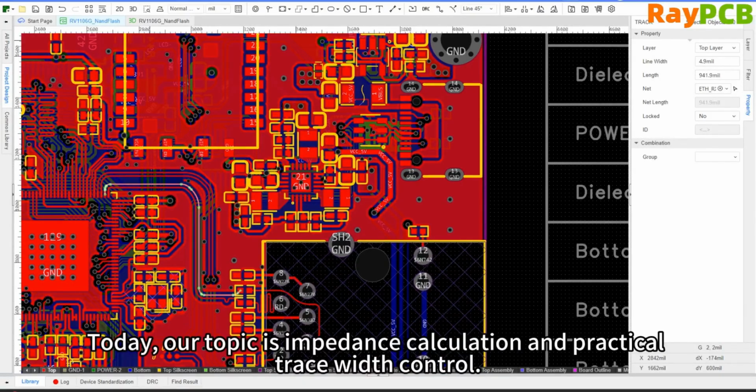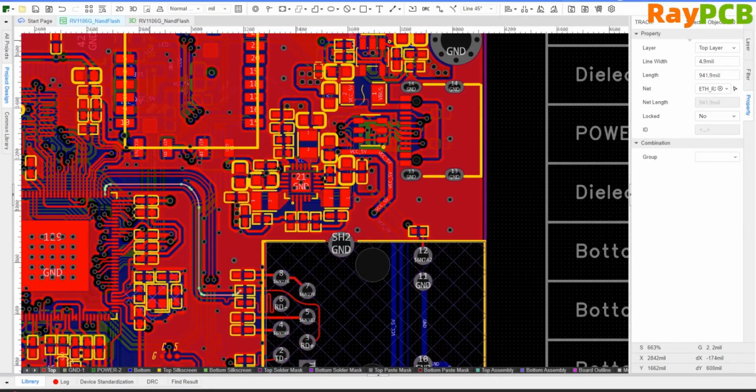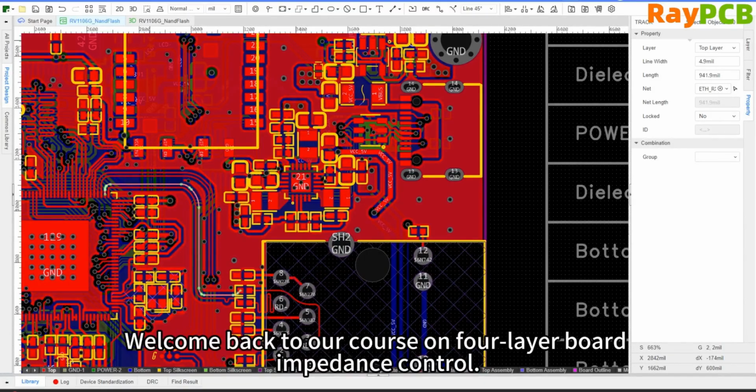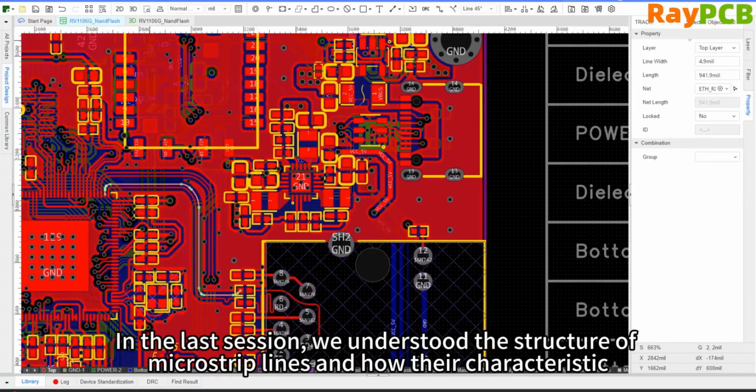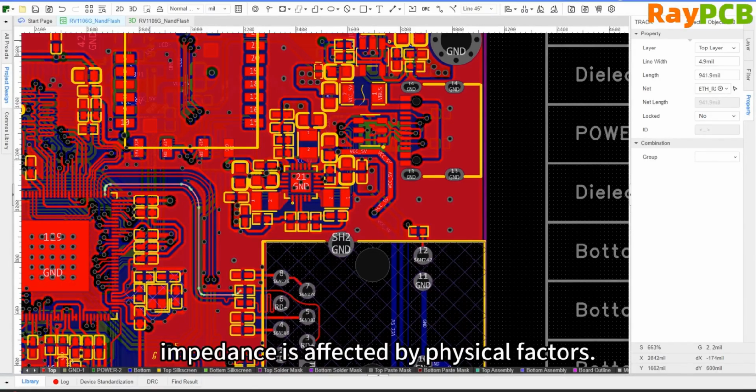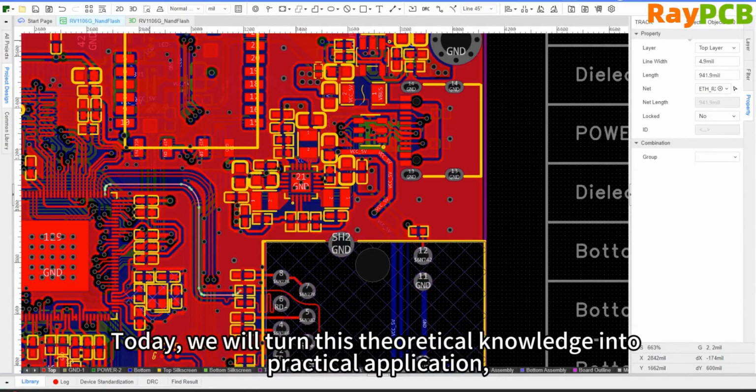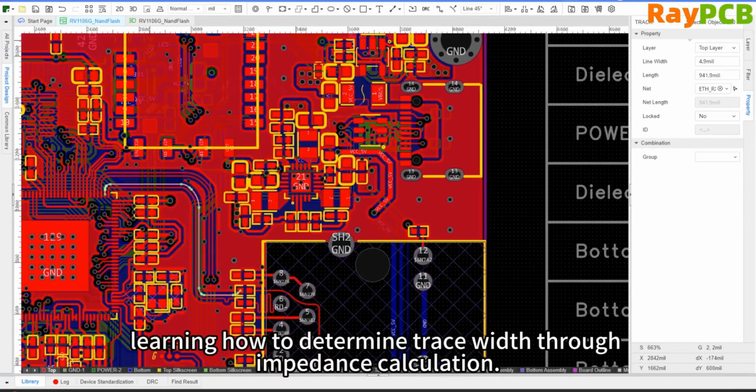Today our topic is impedance calculation and practical line width control. Welcome back to the 4-layer board impedance control course. In the last lesson we learned about the characteristics of microstrip lines and how impedance is affected by physical factors. Today we will turn this theoretical knowledge into practical application, learning how to determine line width through impedance calculation.